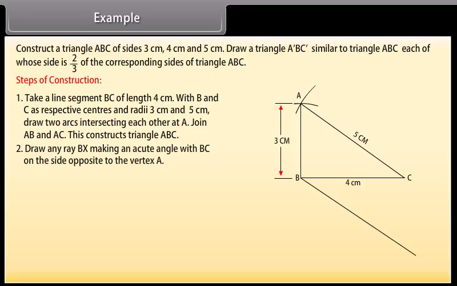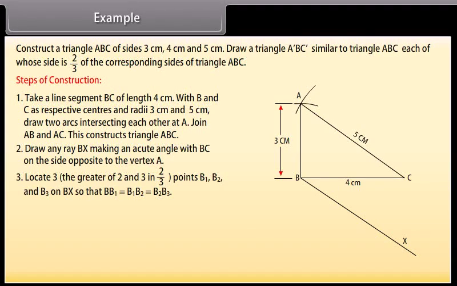Draw any ray BX making an acute angle with BC on the side opposite to the vertex A. Locate 3, the greater of 2 and 3 in 2/3, points B1, B2 and B3 on BX so that BB1 equals B1B2, which equals B2B3.